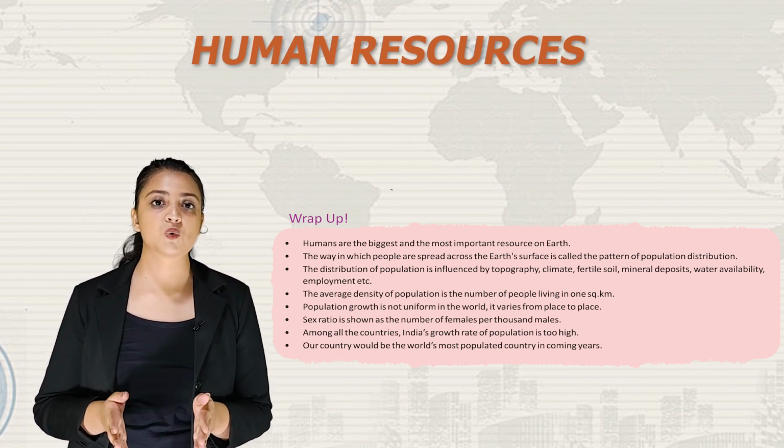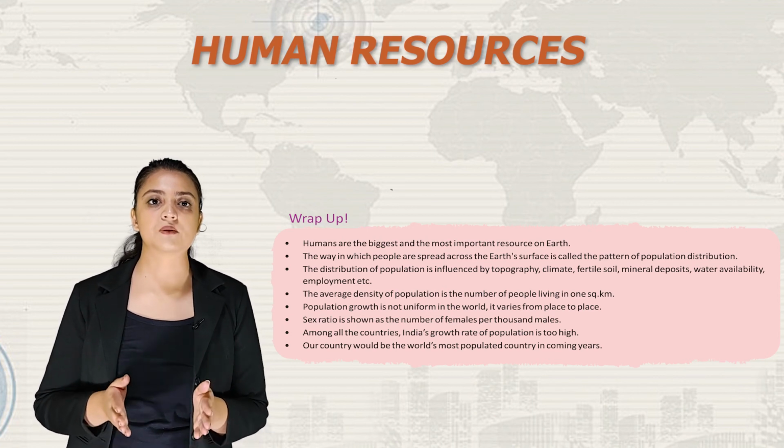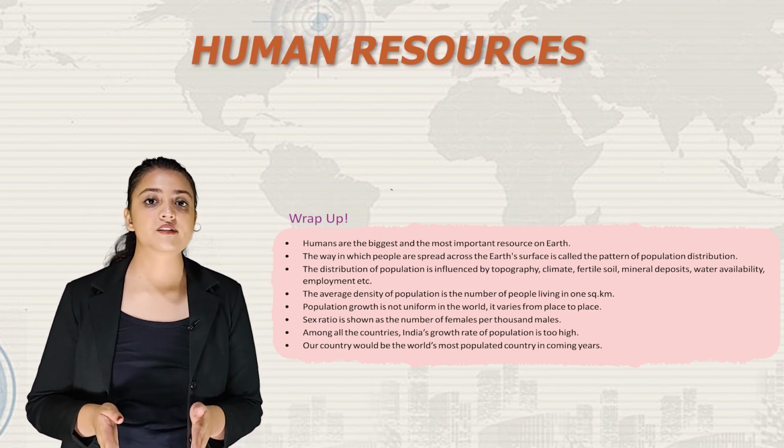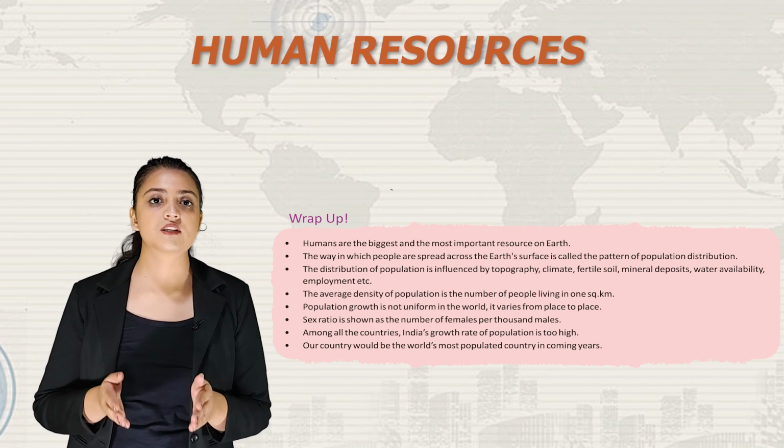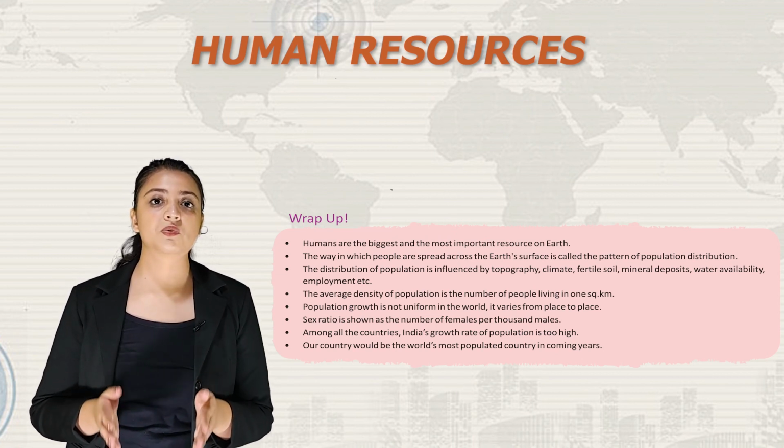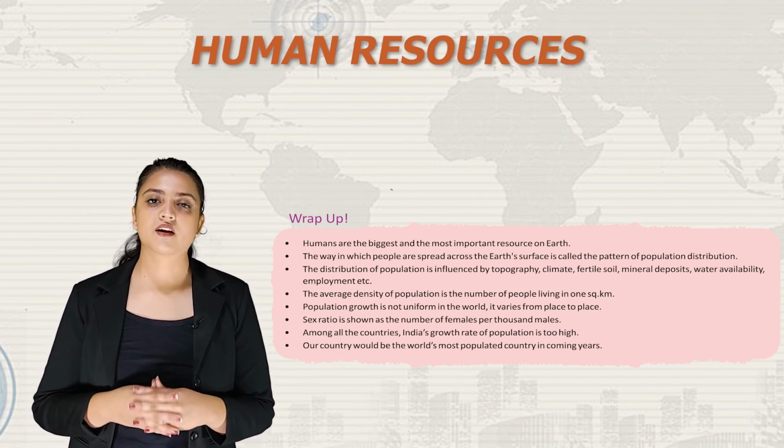Sex ratio is shown as the number of females per 1000 males. Among all the countries, India's growth rate of population is too high. Our country would be the world's most populated country in the coming years.